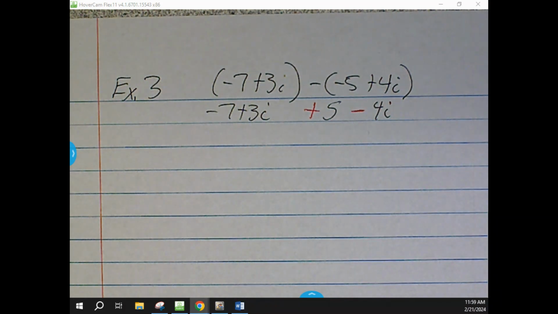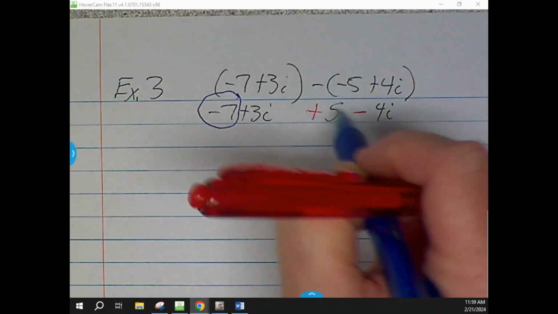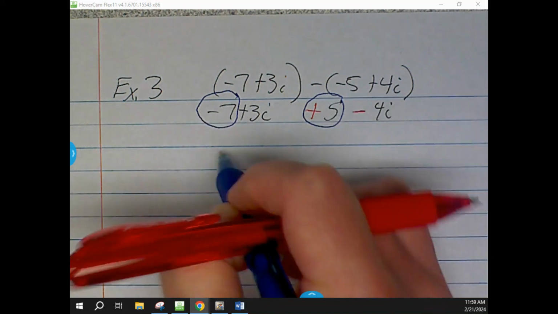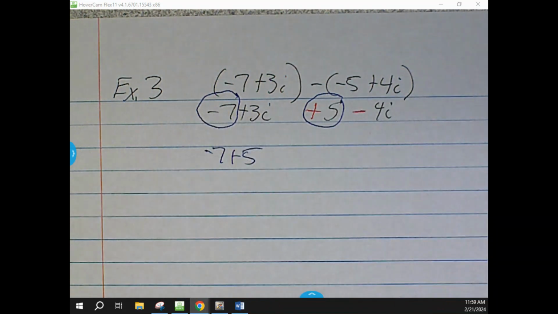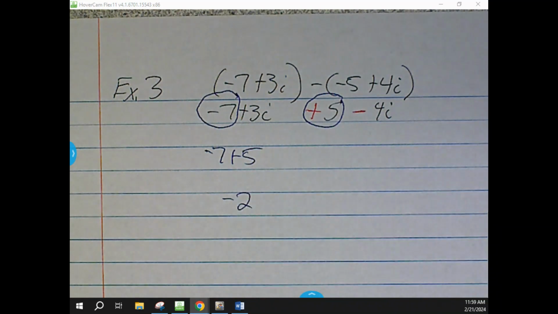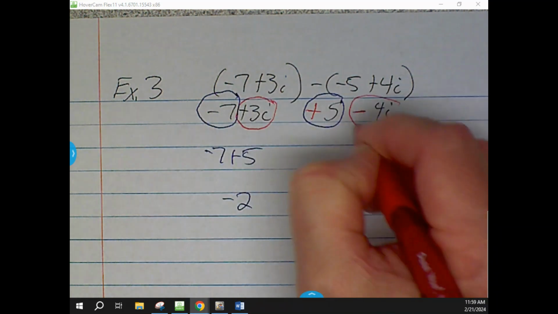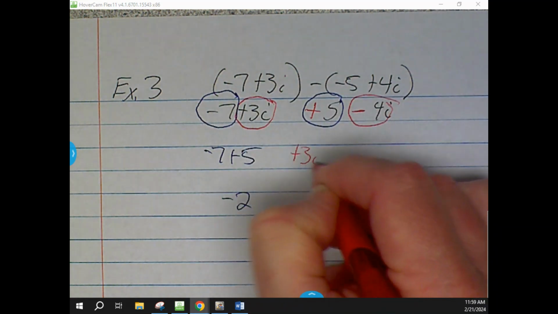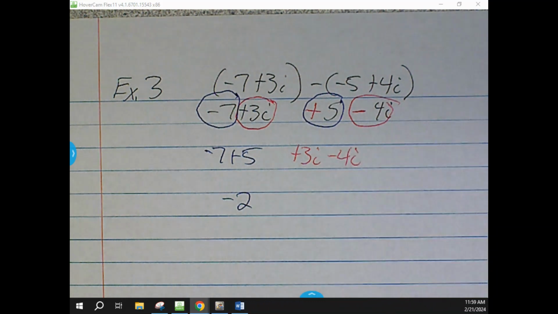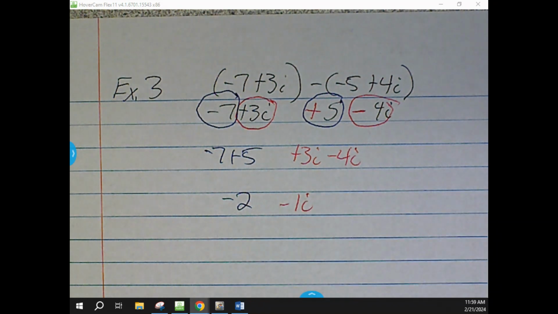Okay, and then once you do that, and I almost like circling these sometimes, you've got a negative 7 and a positive 5, so that's negative 7 plus 5. So that would be a negative 2. For your i terms, you've got a positive 3 and a negative 4, so that's 3i minus 4i. So that's 3 minus 4, which is negative 1i for that answer.